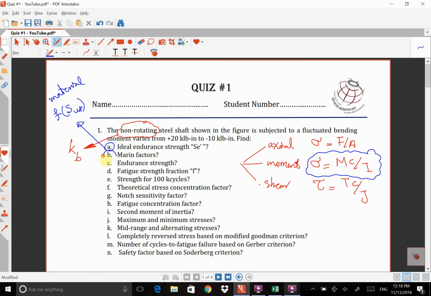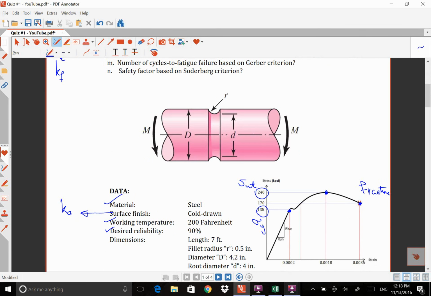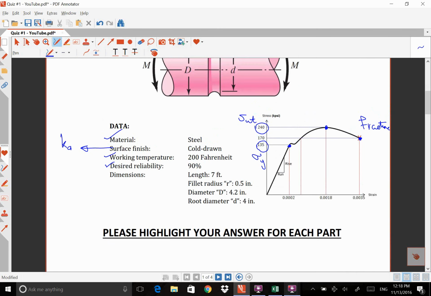For Marin factors, we have ka, kb, kc, kd, ke, and the miscellaneous factor. So here we have 6 factors, so 6 points for the second part. Ka, I'm going to write, for example, ka will be some coefficient like a, times Sut to the exponent b.